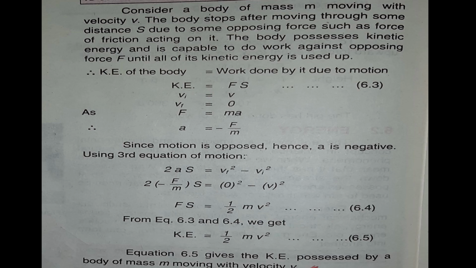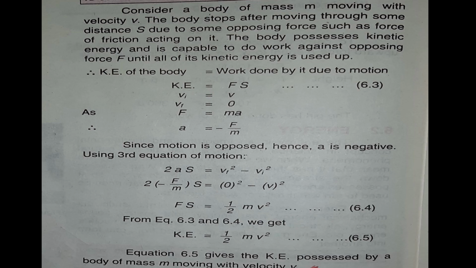But the kinetic energy of the body will be equal to the work done by it due to motion, or Ke of the body will be the work done against the applied opposing force. So Ke is equal to F into S. F means the opposing force and S the distance for which this opposing force is applied. And we know that the body's initial velocity Vi is equal to V, and the final velocity was 0, because the body has stopped due to the opposing force.